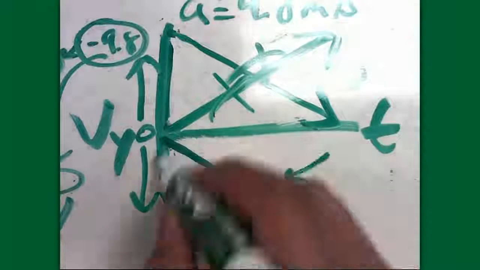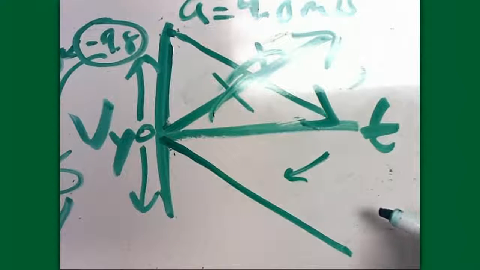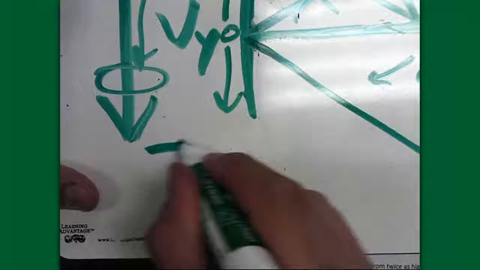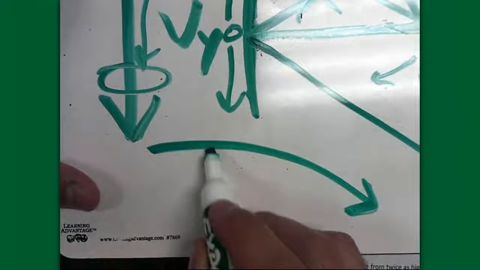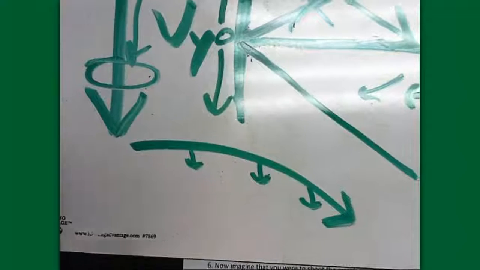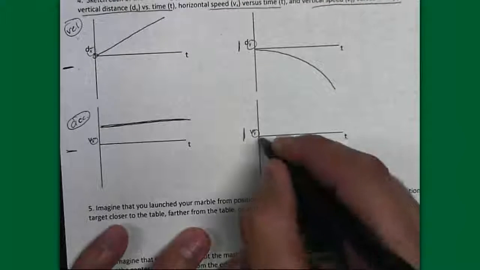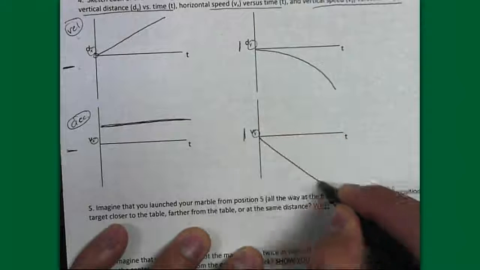And notice that this is a negative velocity. These are negative velocity values, which is correct because this is a negative velocity. The object is moving downward. In our projectile, the y components of our velocity are always going down because this object is falling toward the earth. So for our last graph, Vy versus t, we should have something that looks like this.